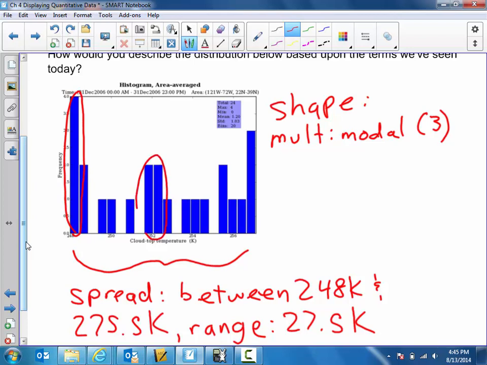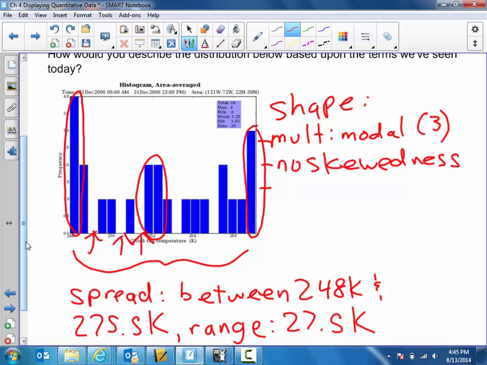occurring at the bin 248 to 248.5. Then you've got another mode between 251.5 and 252.5 Kelvin. And then on the high end, you've got this bin at 257, excuse me, to 257.5. So you've got a multimodal distribution. You don't have skewedness. No skewedness. Okay. We don't have, let's see, modality, skewedness, gaps and outliers. We don't really have either of those.